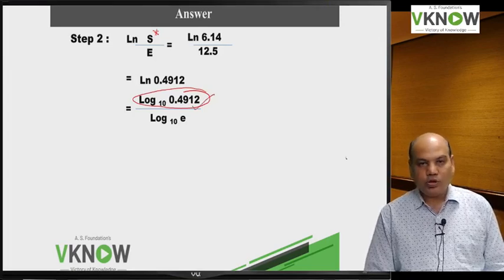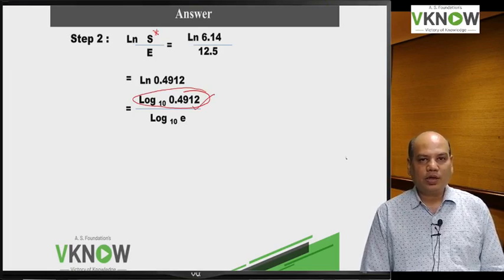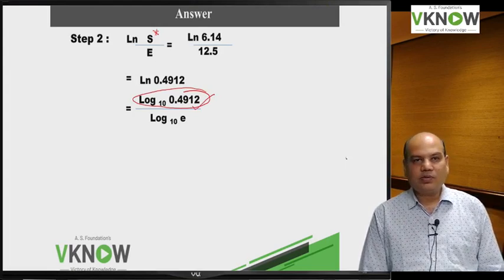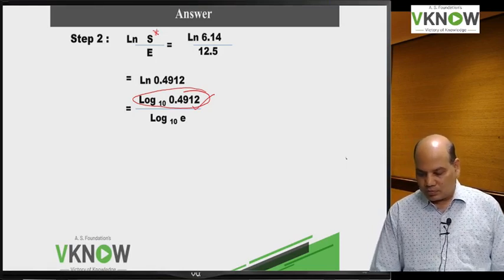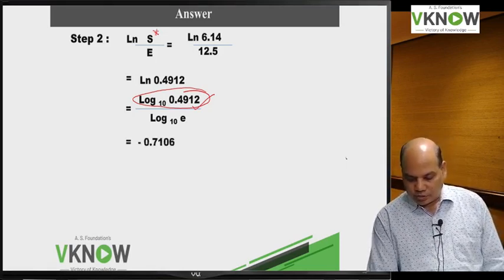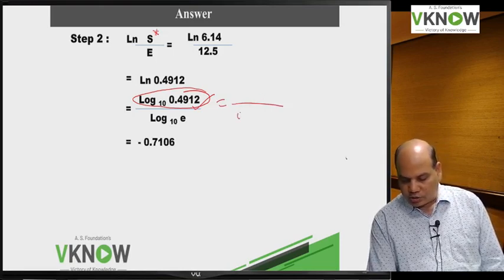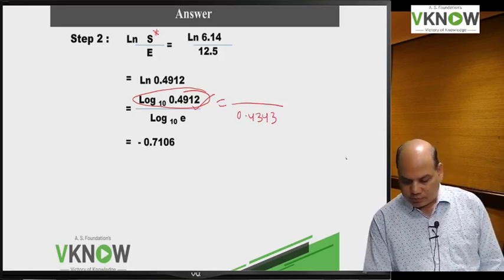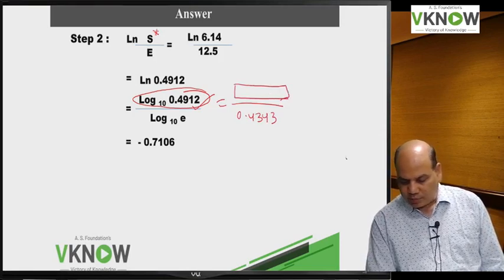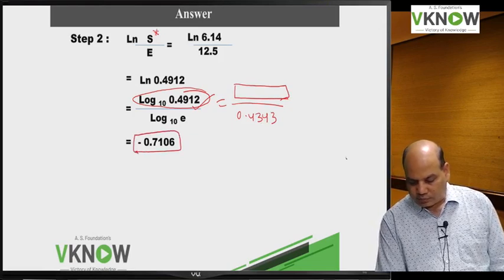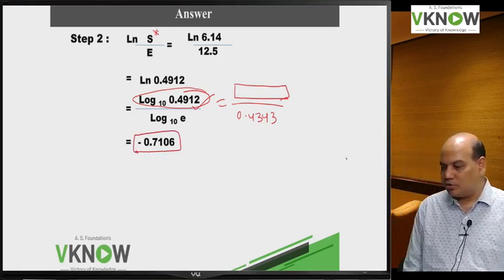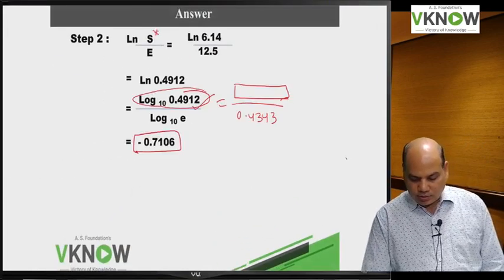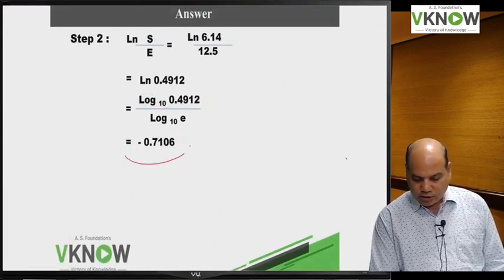Type 0.4912, press square root 12 times, minus 1, multiplied by 1778.37. You will get some number. Write it here. Log of e with base 10 is always 0.4343. So write this number, divide by 0.4343. Please confirm. You are getting minus 0.7106. Yes, very good. Everybody got it? Please confirm the final answer.